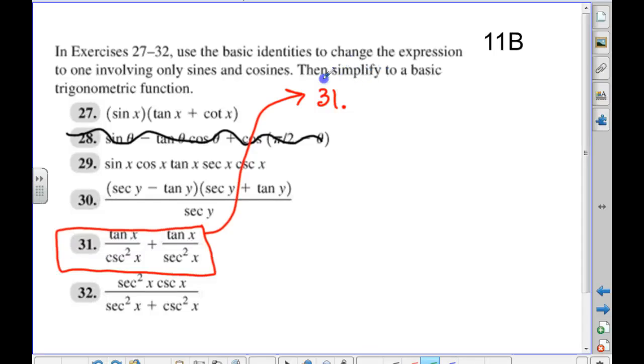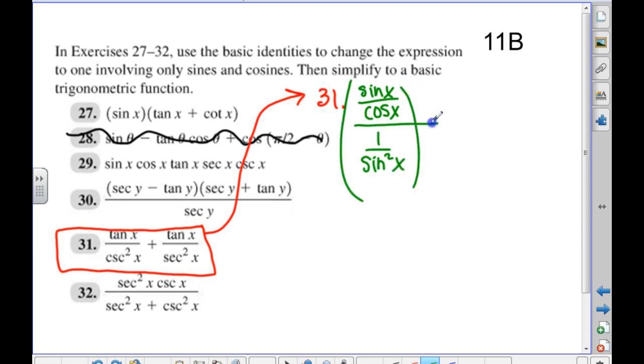Skip it? Yeah. Turn everything to sines and cosines? Yeah, we should. That's how I usually start if I've got no ideas. So tangent is sine over cosine. And that first one is being divided by a cosecant squared, which is 1 over sine squared. So then sine squared would go into the numerator, so it's sine cubed over cosine? Yes, it's going to become that.